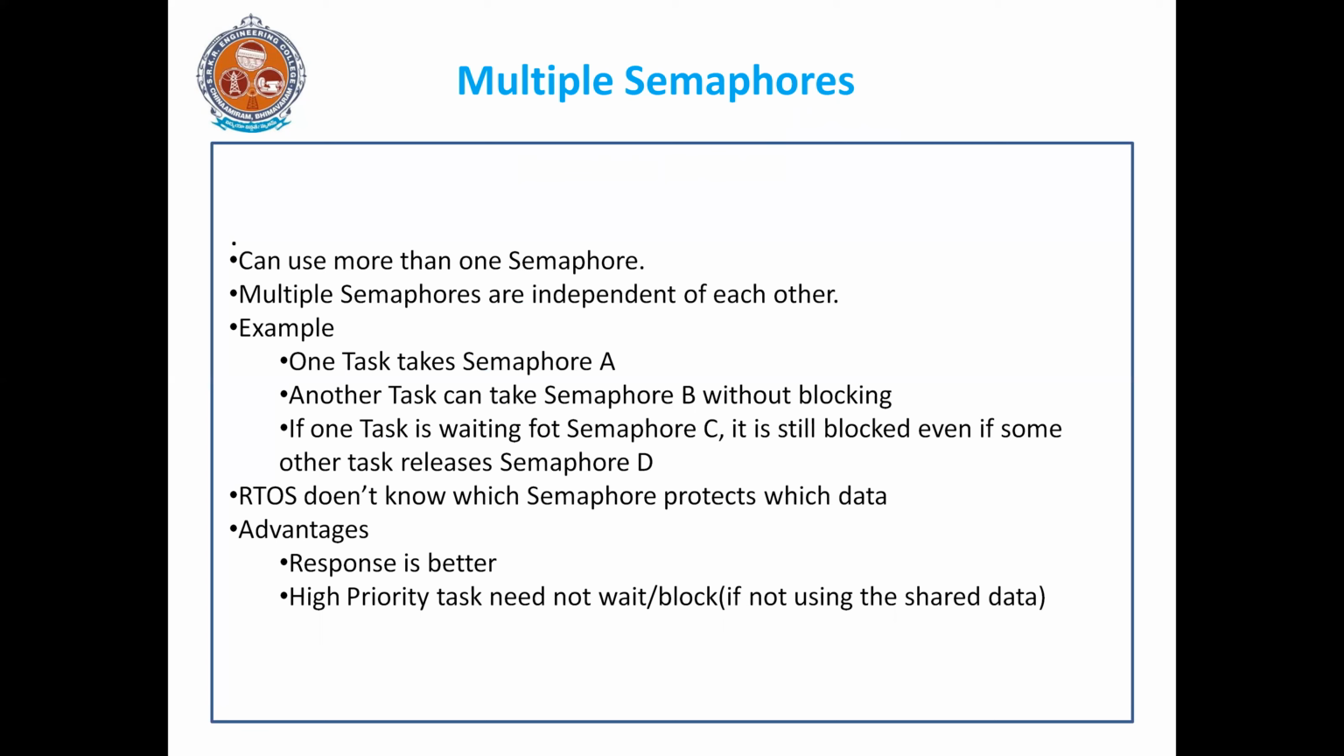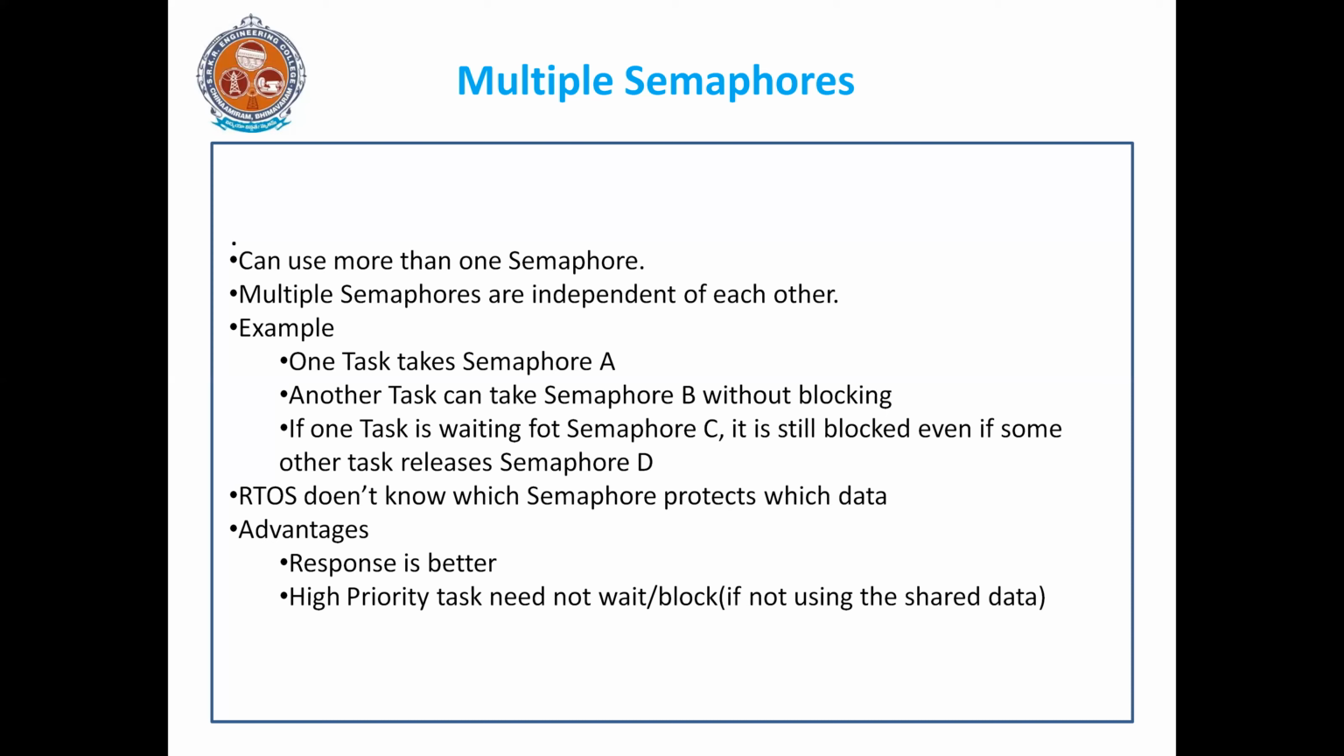Multiple semaphores are independent of each other. The RTOS must identify the semaphore on which to operate, so you should identify the correct semaphore. For example, one task takes semaphore A, and another task takes semaphore B without blocking. Suppose you have four semaphores, A, B, C, D. A is taken by task 1, B is taken by task 2, and C is taken by some other task.